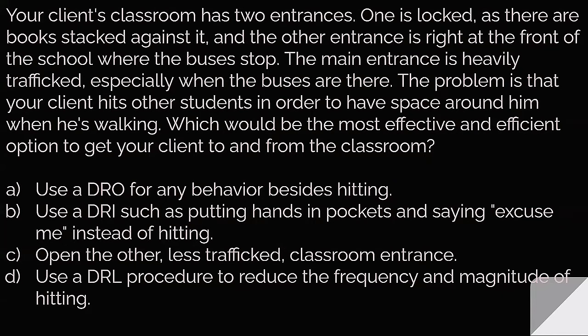So let's try that. B, use a DRI. Okay, great. So something incompatible and you're not going to hit at all, but you're going to do something else, such as putting hands in pockets and saying, excuse me, instead of hitting. Okay, I like that. So you're going to stop hitting because it's incompatible with putting your hands in your pockets and saying, excuse me. All right. So that's one way to maybe address it. And then C, open the other less trafficked classroom entrance. Well, why would we do B or C? Why would we do one over the other?